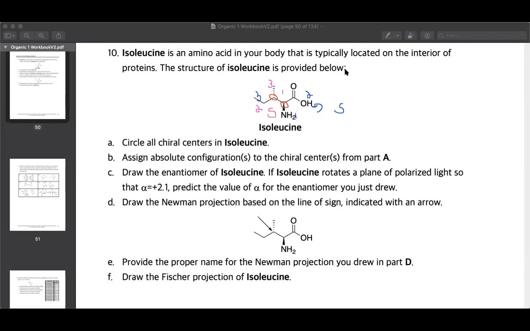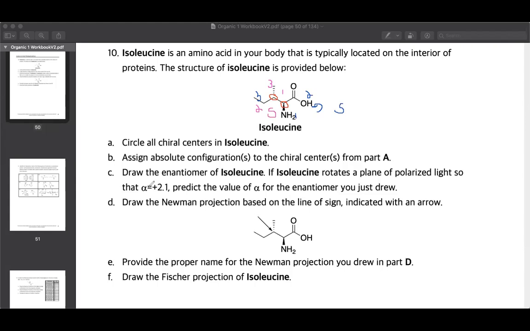Okay, the next thing that you will see is that the plane of polarized light rotates alpha. What is alpha? We didn't really talk about this in terms of theory, but chiral centers rotate light, and they rotate it different degrees to the left or to the right. We use plus to indicate towards the right, and negative to indicate towards the left, and whatever the magnitudes are is kind of irrelevant.